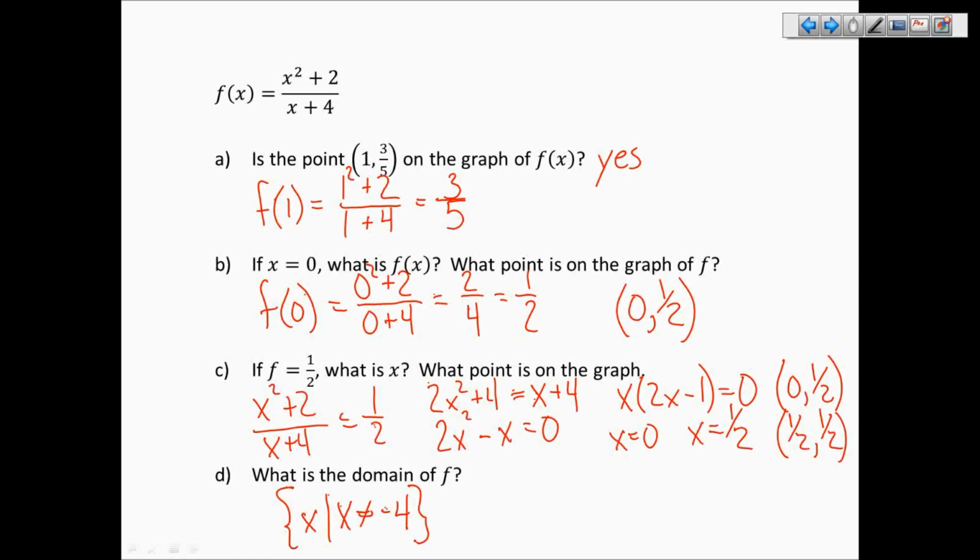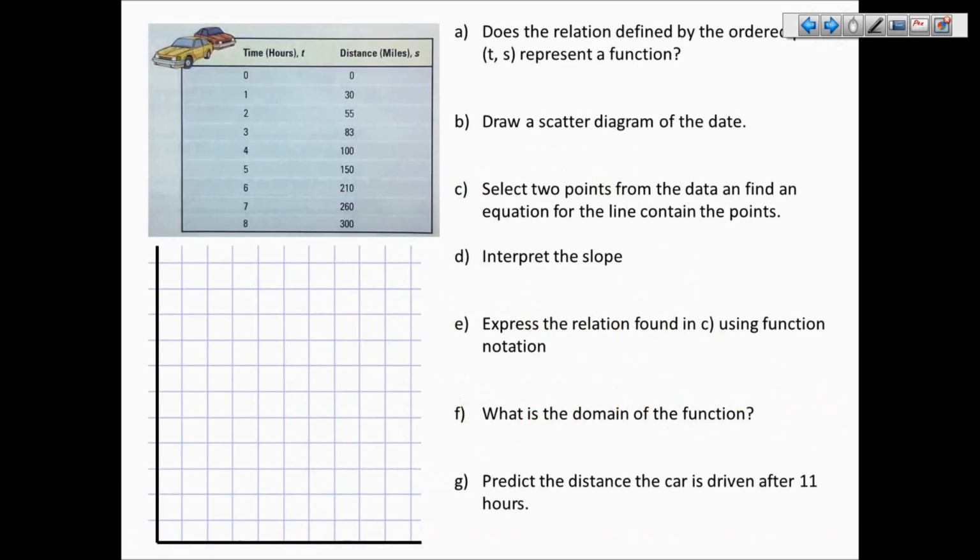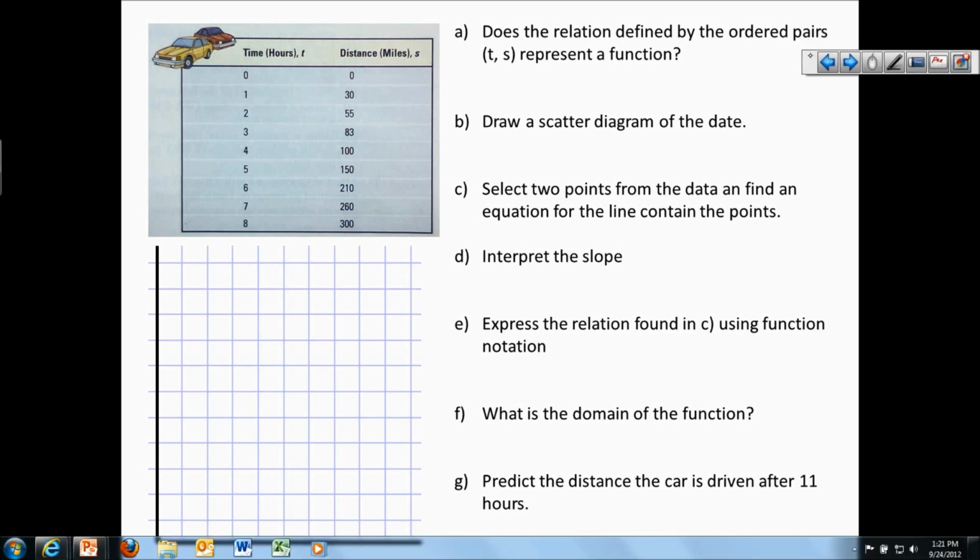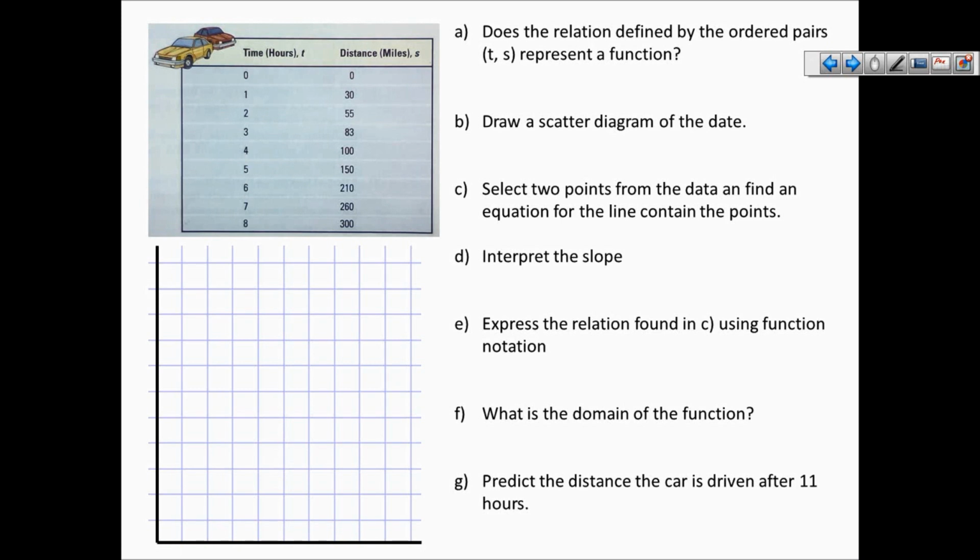All right, let's move along, and we'll take a look at an application. So here we have a table that tells us some time in hours and some distance in miles. Part A asks, does the relation defined by the ordered pairs represent a function? Really the easy way to decide this is, do we have any repeats in the domain? Now the domain is the t first. The time is our domain. So do we see any repeats in the time? No, we don't see any repeats. So this relation is a function.